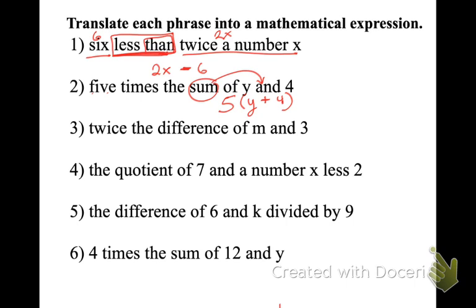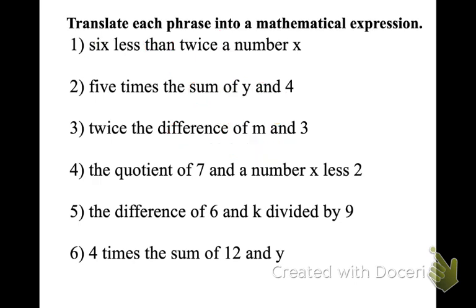The next one should be twice the difference. So the difference sign comes over here. It's minus. I have an m first, 3 after. I put it in parentheses, twice the difference. Okay, sorry. The next one, the quotient of 7 and a number x less 2. I'll put these on here. 7 and a number x. So now this one gets tricky. I even get confused. So the quotient, I send it to the and.